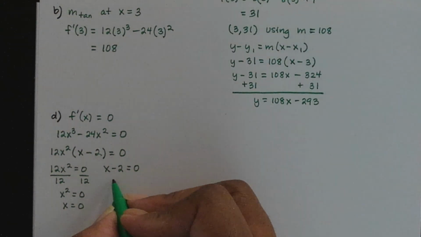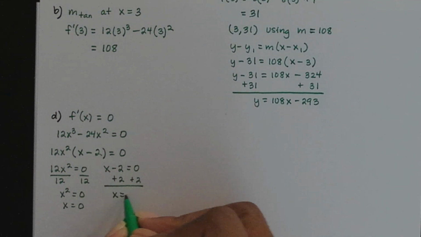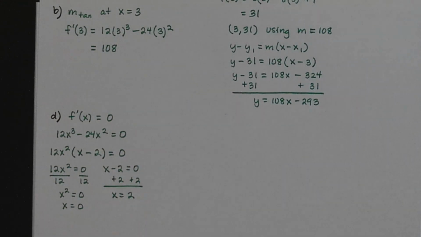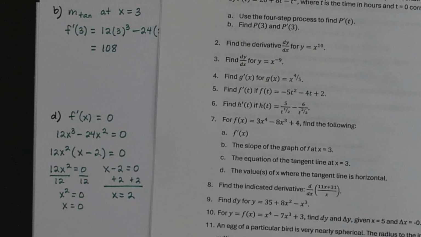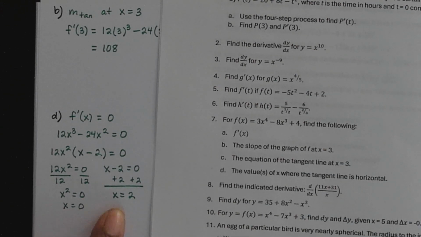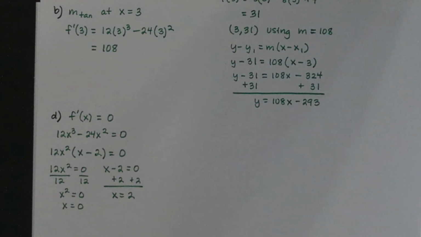And then for x minus 2 equal to 0, if I add 2, you'll get x is equal to 2. So the only values of x where the tangent line would be horizontal will be at x equals 0 and at x equals 2. Okay? Because at those two x values, I will get a horizontal tangent. Are there any questions about problem 7?